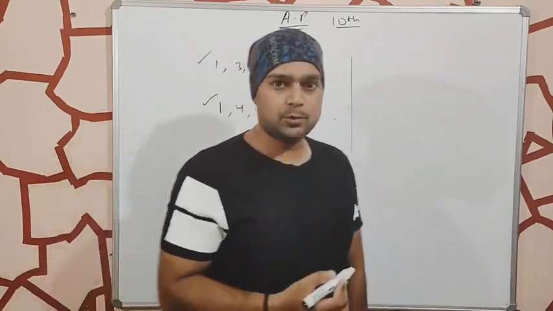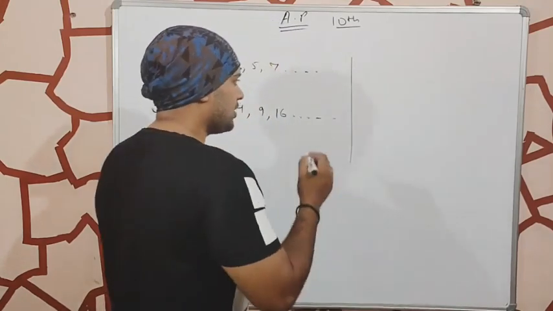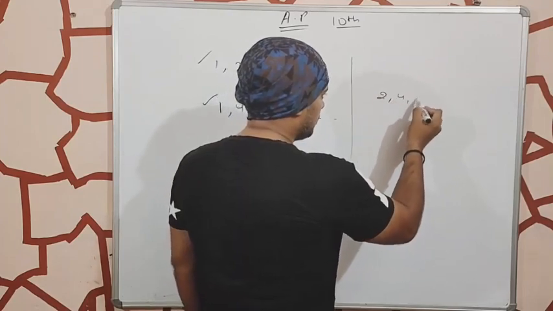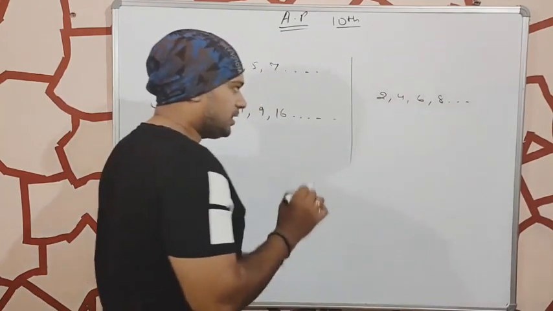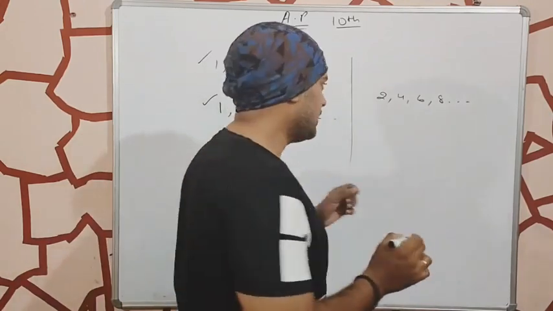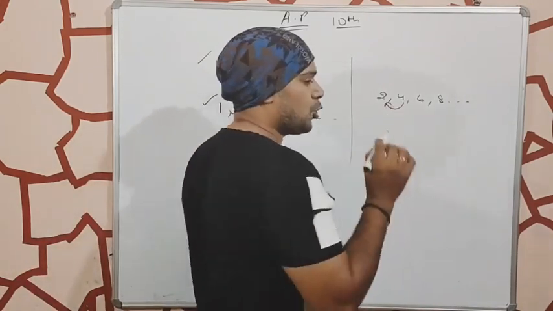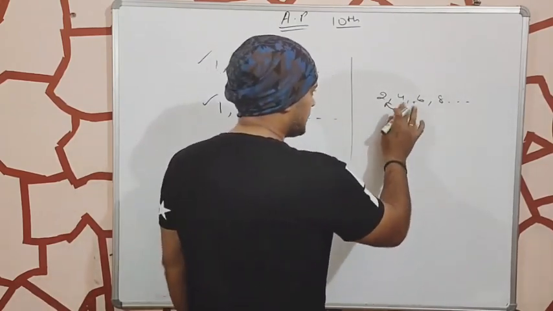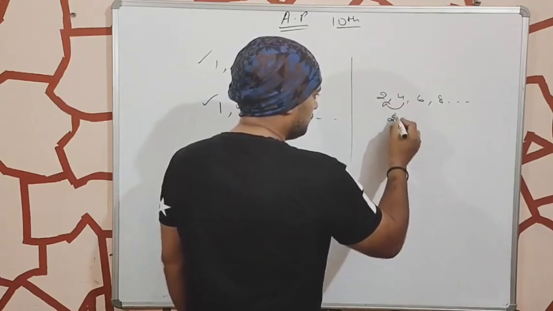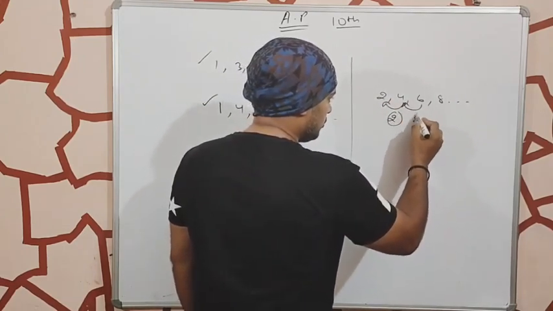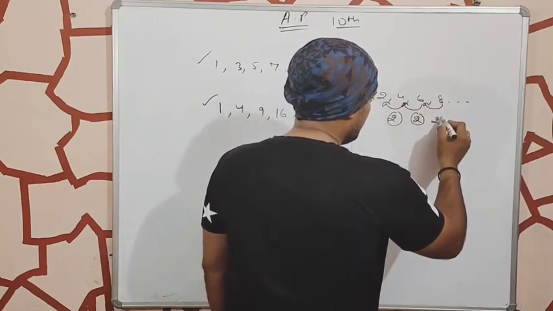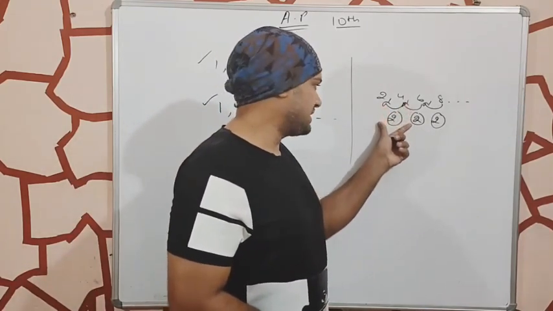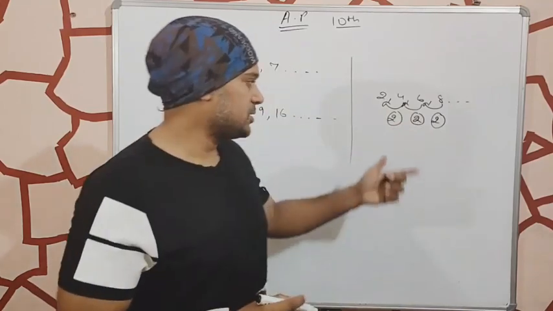Now what is special about arithmetic progression? Let's see. In arithmetic progression, suppose there are terms like 2, 4, 6, 8 and so on. Arithmetic progression is a progression or a sequence in which the difference between the consecutive terms is the same, right? For example, 4 minus 2 will give you 2, 6 minus 4 is also going to give you 2, and 8 minus 6 is also going to give you 2. So this type of progression where the difference between the consecutive terms is the same is called an arithmetic progression.